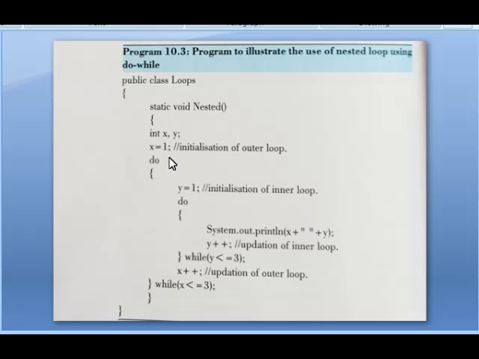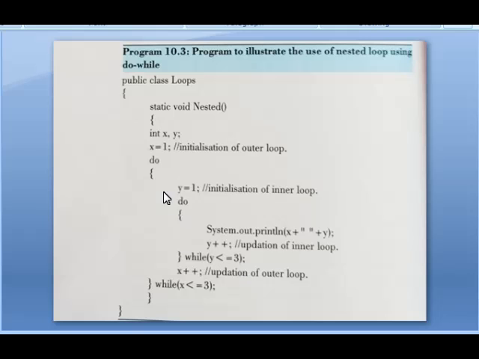Okay, here the first value of x is 1. Here there is no condition checking. Again y value is 1. So here also we are not checking any condition and we are doing the process. That is, we are printing the value of x and y. Here we are incrementing the value of y. Here only we are checking the condition. That's why this do while loop is called an entry controlled loop.